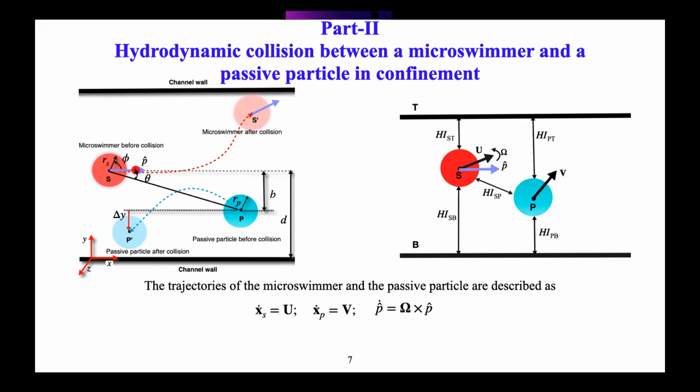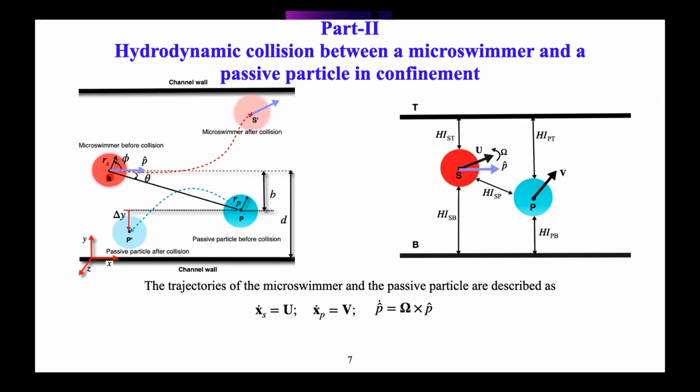So this is the schematic that shows the system that we have considered for our study. And here you can see this red circle, which is the initial location of the microswimmer, and this blue one is the initial location of the passive particle. So the passive particle is initially located slightly ahead of the swimmer and at a distance b from the swimmer center.